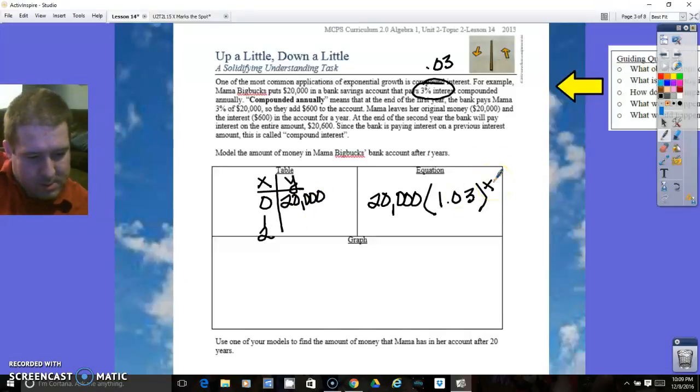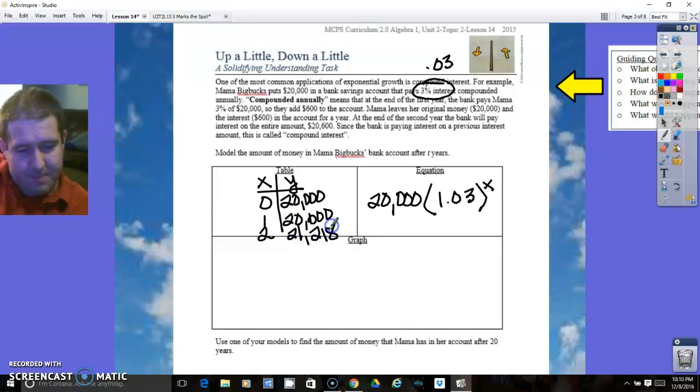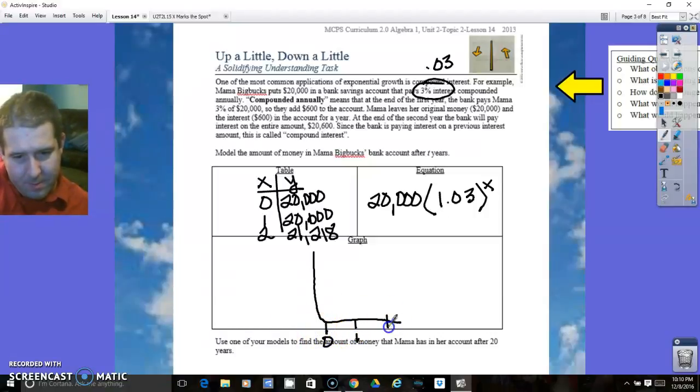1.03 times 20,000, so I got 20,000 times 1.03 equals 20,600. Do that again, times 1.03, and you've got 21,218. So the pattern is times 1.03, 1.03, 1.03. It's a geometric pattern because it's an exponential function. So I could then go ahead and graph that. So I'm going to make a one quadrant graph. So this would be 0, this would be 1, this would be 2. And then I would start here at 20,000.